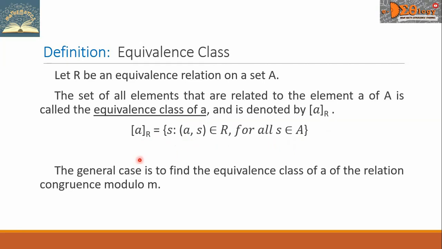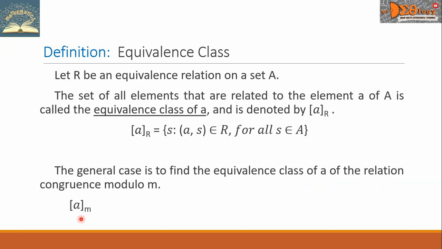The general case is to find the equivalence class of a of the relation congruence modulo m. With this, our symbol can be written like this. The subscript is m, and we read this as the equivalence class of a of the relation congruence modulo m.